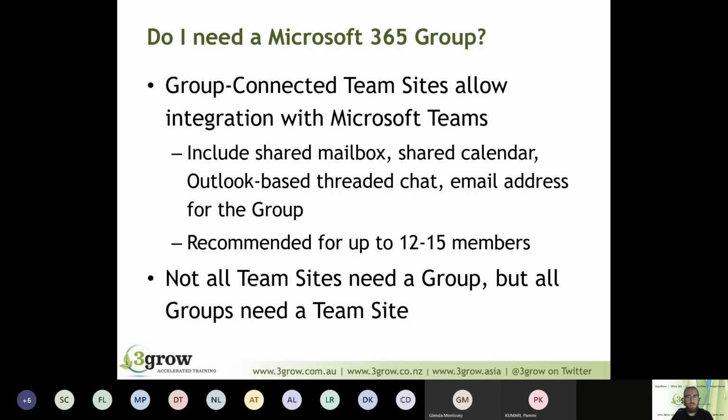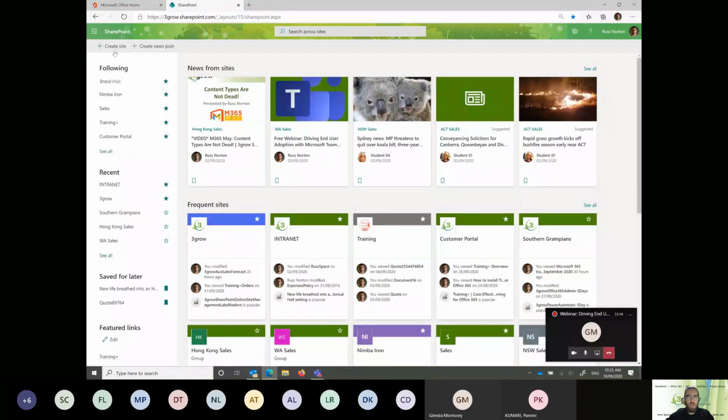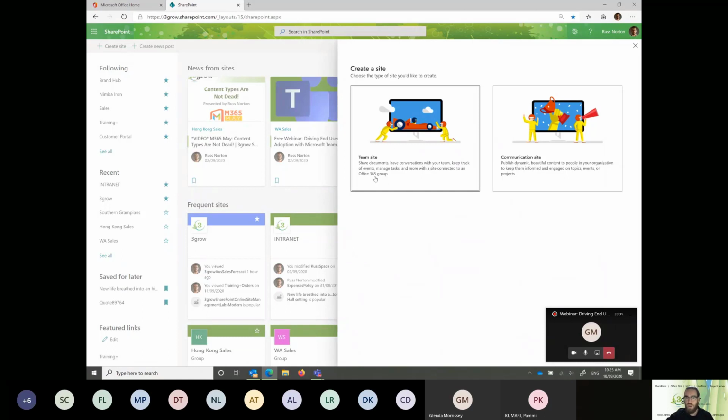The vast majority of team sites that people will be using will be group connected team sites. The reason that they are the most common is because they are the only option that we get when creating a site from SharePoint Home. So just to explain what I mean by that, if I just share my desktop for a moment, here in Microsoft 365 on SharePoint Home, we have the option up here in the top left-hand corner to create a site. Now, when we choose to create a site, we only get two options. Those options are a team site with an Office 365 group, aka Microsoft 365 group, or a communication site.